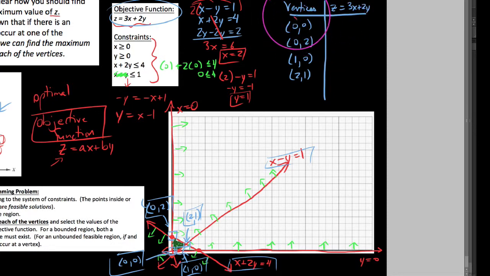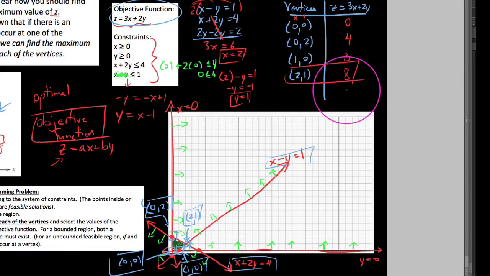So if you plug in for x and y here, 0 and 0, we get z equals 3 times 0 plus 2 times 0. In other words, z equals 0, which is definitely not a maximum if I compare it to these ones here. But if I plug in 0, 2, that's 3 times 0 plus 2 times 2, we get 4. Plugging in 1, 0, we get 3 times 1, which is 3, plus 2 times 0, so 3 plus 0 is 3. And last but not least, 2, 1: 3 times 2 is 6, and 2 times this y value of 1 is 2. So 6 plus 2 is 8.